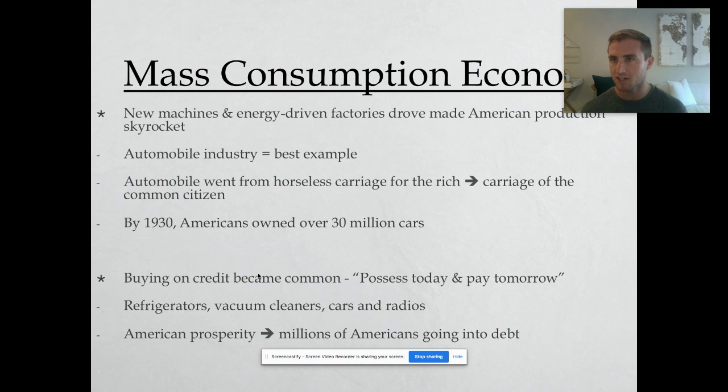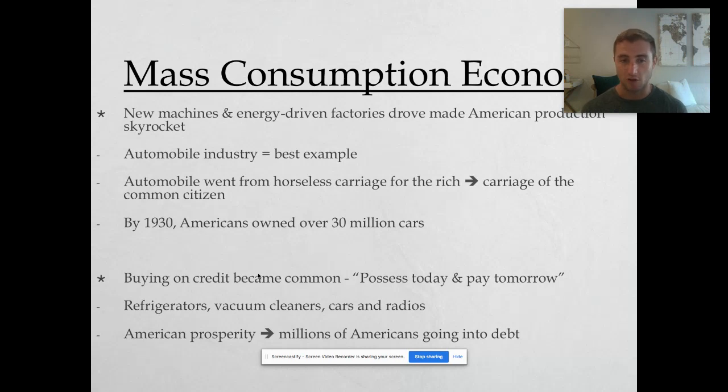Okay, we also see the 1920s is major production. This is the United States, the most powerful manufacturing country in the world. The factory system is humming. We've got new machines. We've got electricity in more factories than ever before. And we are mass producing goods that the rest of the world wants to buy. And the biggest example of this is cars, the automobile industry.